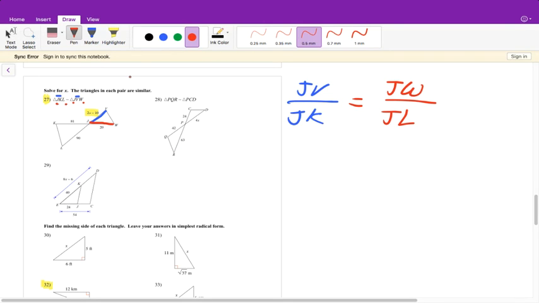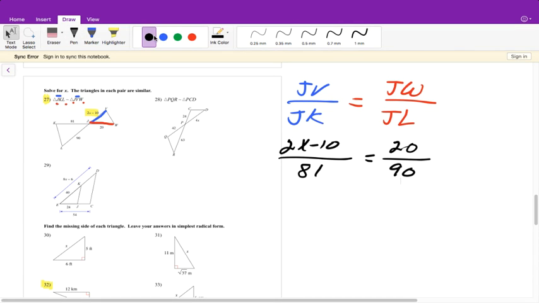All right. Now I'm going to fill in what I know. Well, JV is equal to 2x minus 10. JK is equal to 81. JW is equal to 20, and JL is equal to 90.